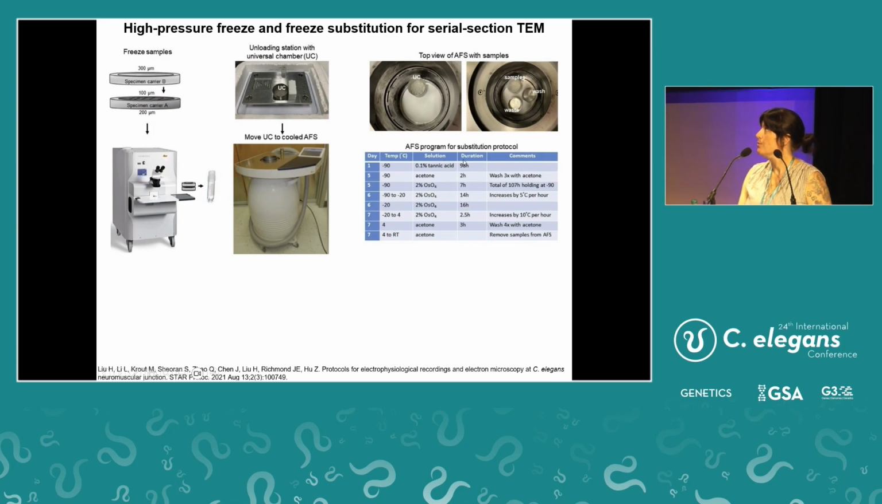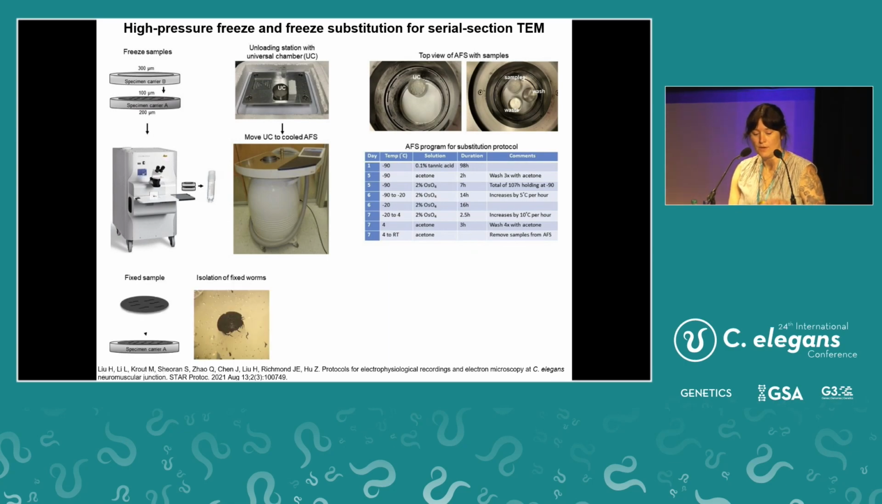We use tannic acid and osmium tetroxide for our fixations and substitutions. And then we embed our worms in EPON. So we basically go from this substitution of tannic acid to osmium tetroxide, and then we do a slow, slow infiltration at room temperature of the resin acetone mixture up to more resin, less acetone, and so forth, until we remove the samples from their carriers and we put them in EPON.